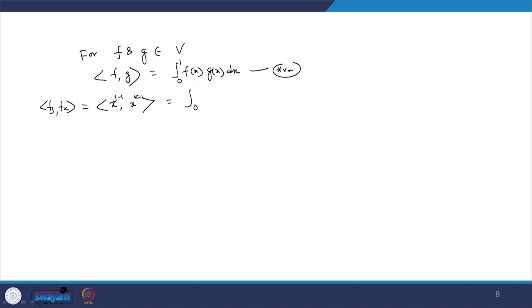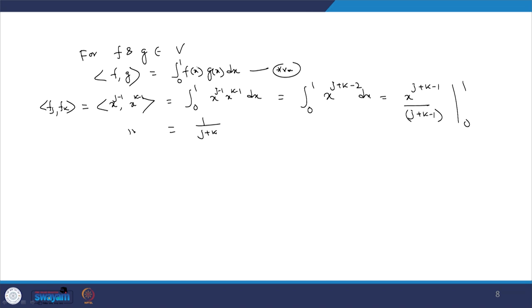This is equal to the integral from 0 to 1 of x to the power j minus 1 times x to the power k minus 1 dx. So, this is equal to the integral from 0 to 1 of x to the power j plus k minus 2 dx, which is x to the power j plus k minus 1 divided by j plus k minus 1, evaluated from 0 to 1. So, this is equal to 1 by j plus k minus 1. So, you see that the inner product of f j and f k is like this. This implies that g k j equals 1 by j plus k minus 1.